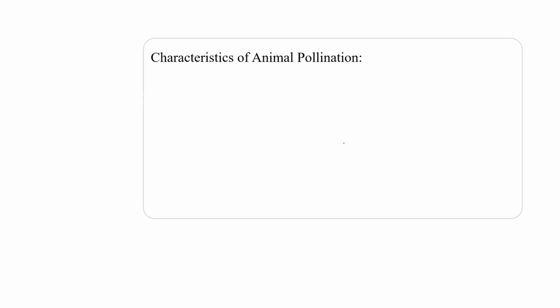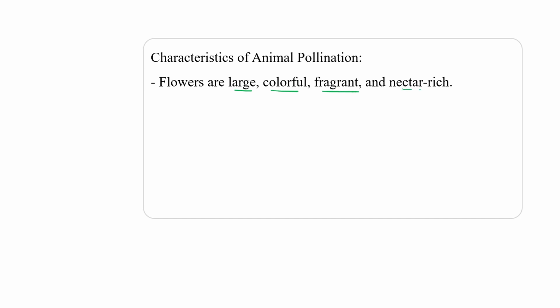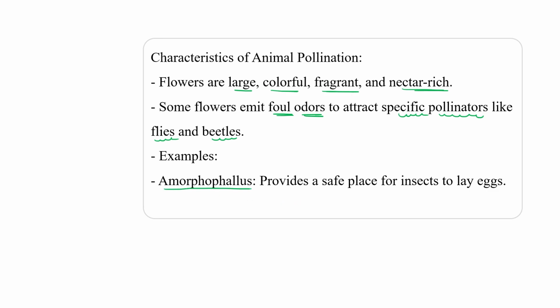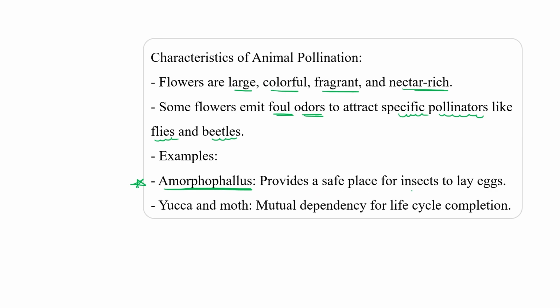Now, what are the characteristics of animal pollination? Flowers are large, colorful, attractive. They have a specific fragrance and are nectar rich. These are certain characteristics which attract animals or insects towards the flower. But sometimes flowers emit a foul smell, a foul odor, to attract specific pollinators like flies and beetles. Example, Amorphophallus. They provide a safe place for insects to lay eggs. And Yucca and moth, both of them are mutually dependent on each other to complete their life cycle.